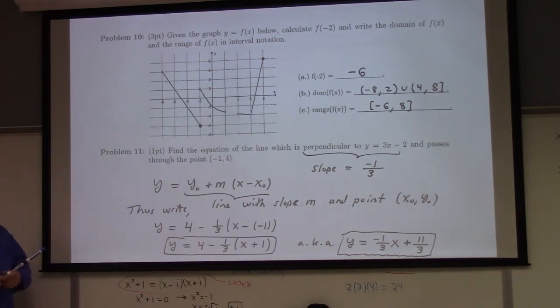Everyone can do this problem. You need to understand domain and range from a graph, right? Everyone should be able to do this problem.